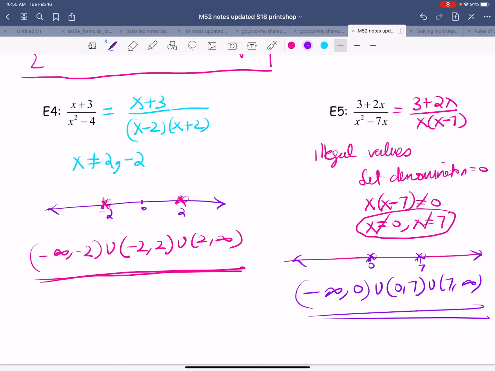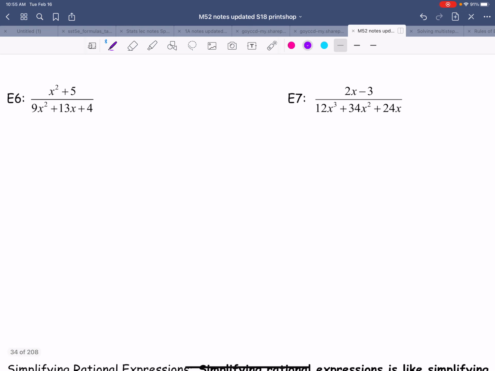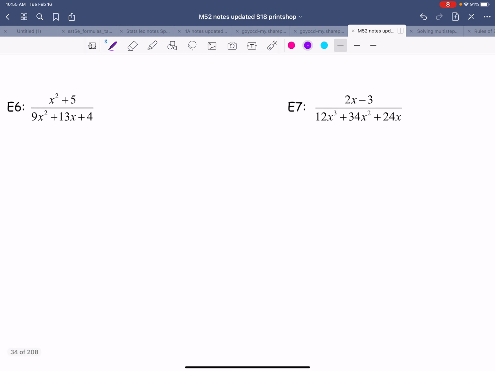One more time, numerator has nothing to do with the domain. You just want to make sure your denominator does not become 0. Any values that make your denominator 0 are not a part of your domain. Let's check out example number 6 now.